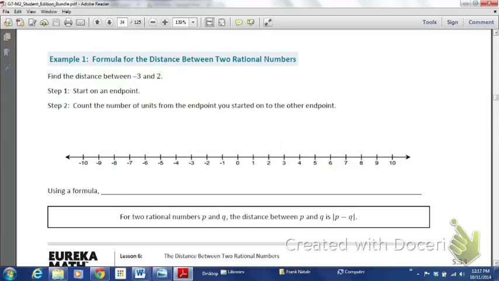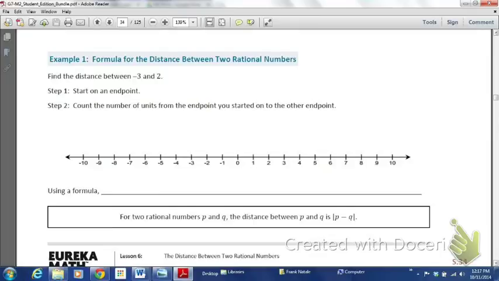Okay, so if we follow these steps here, example 1, formula for the distance between two rational numbers, looking at finding the distance between -3 and 2. And let me reiterate, I know how easy this is to do, but let's go ahead and just apply the formula. Okay, so it says start at an endpoint. And what's interesting here is that it can be either endpoint. All right, so we have -3.